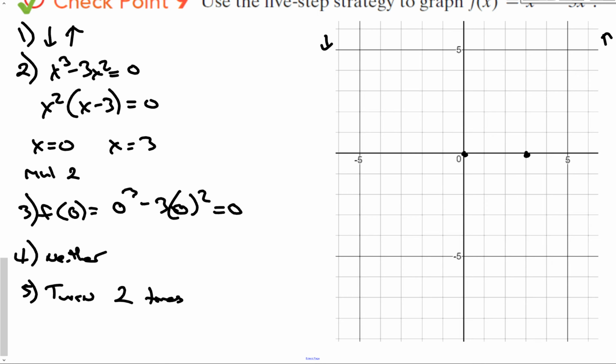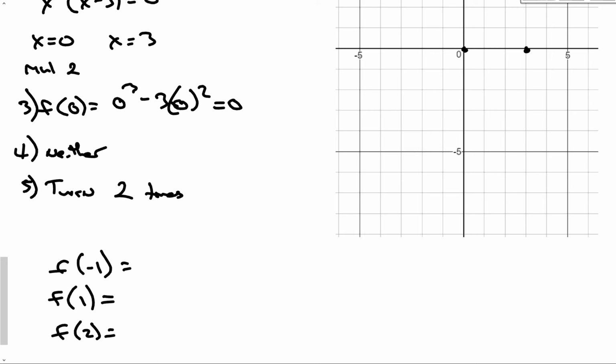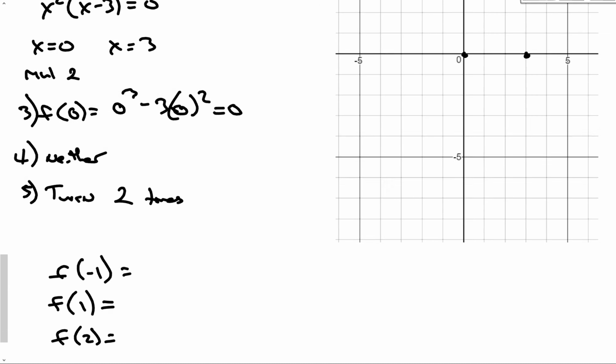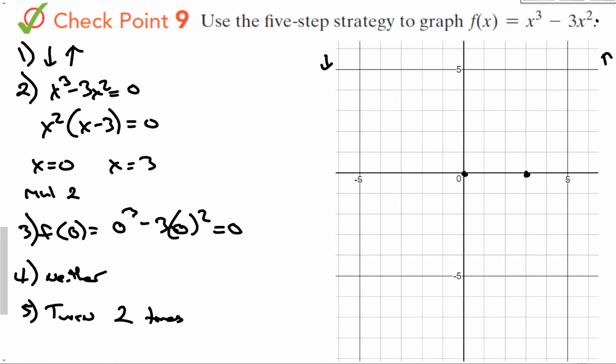So let's get a few more data points to figure out what's going to happen to this function at different points. I could plug in f of -1, f of +1, and f of 2, to get an idea of what this function is going to look like. And I'm going to graph this real quick. x to the third power minus 3x squared.